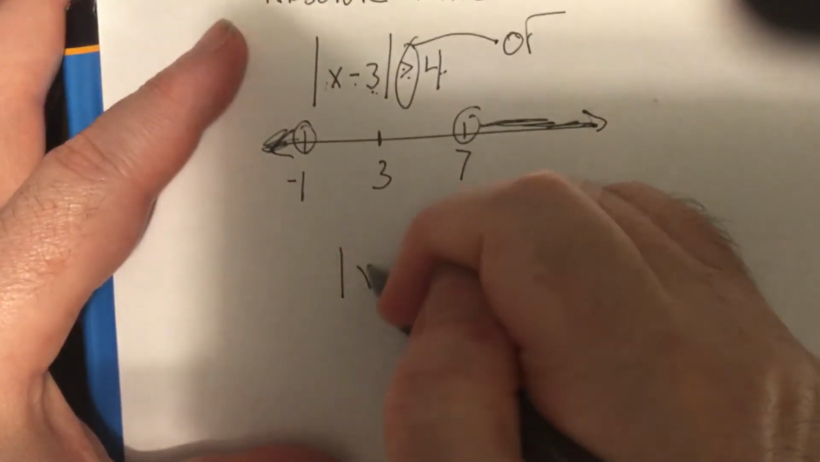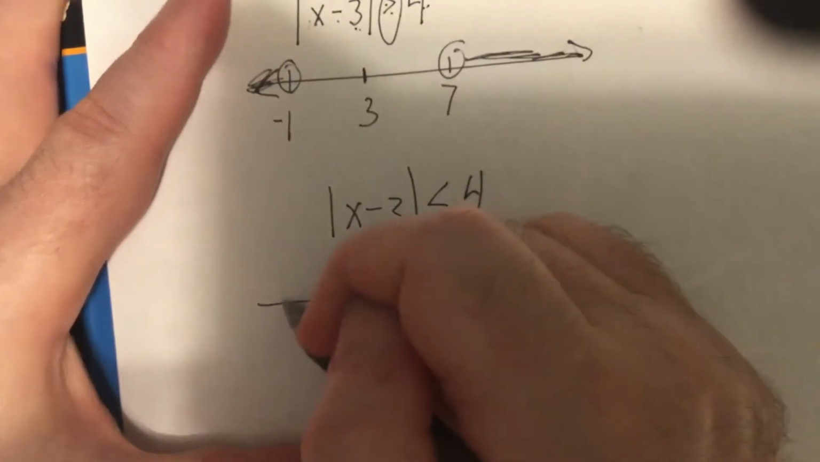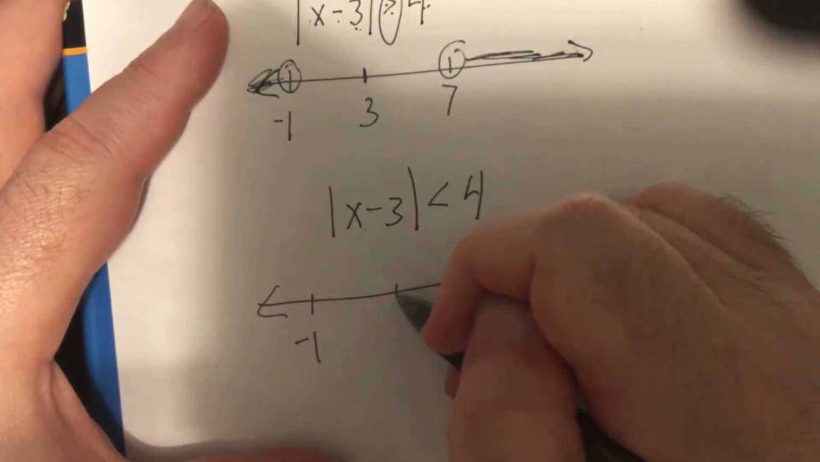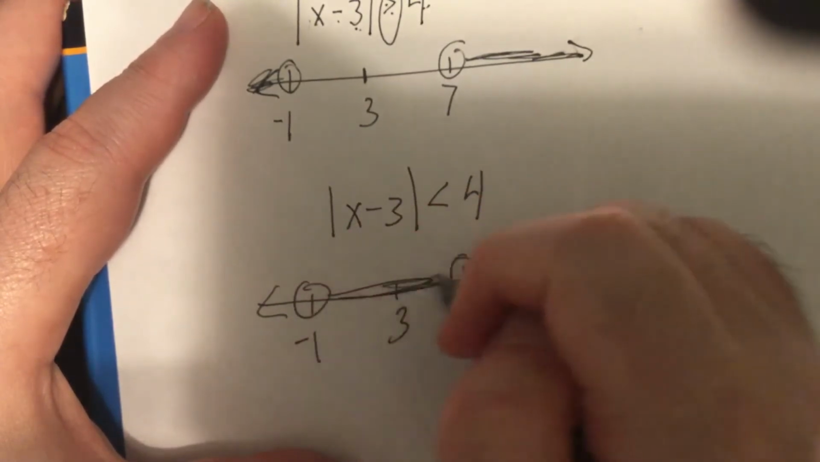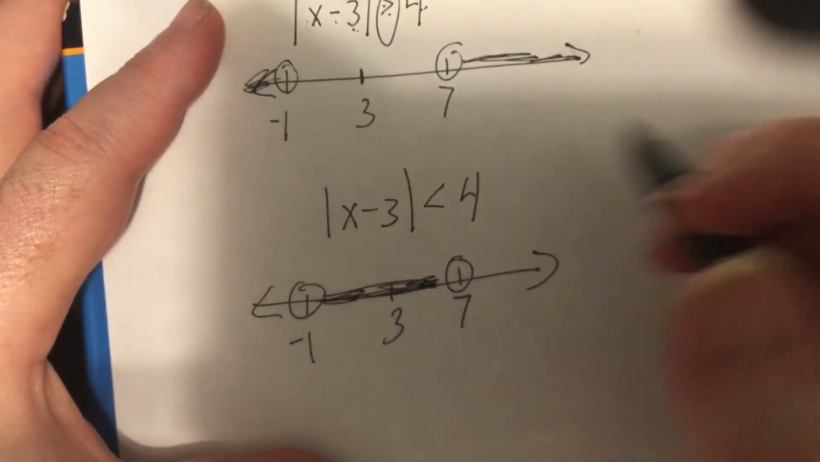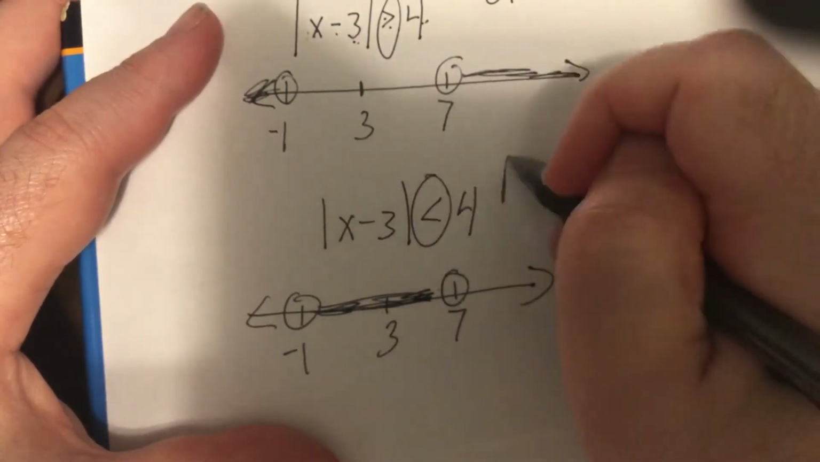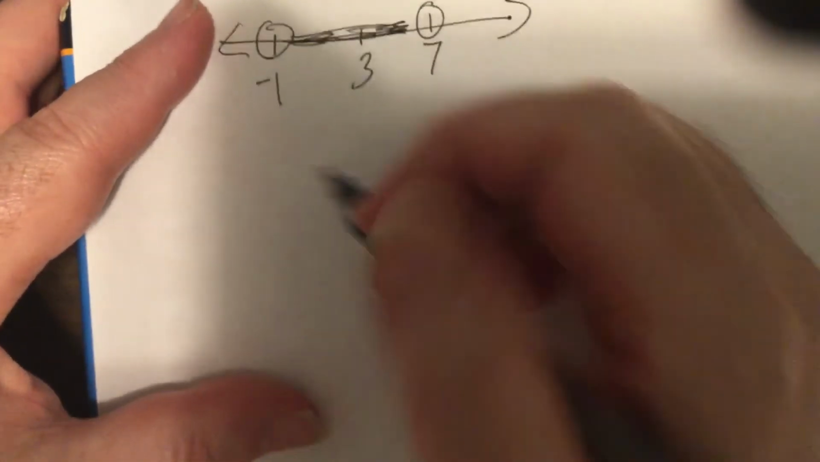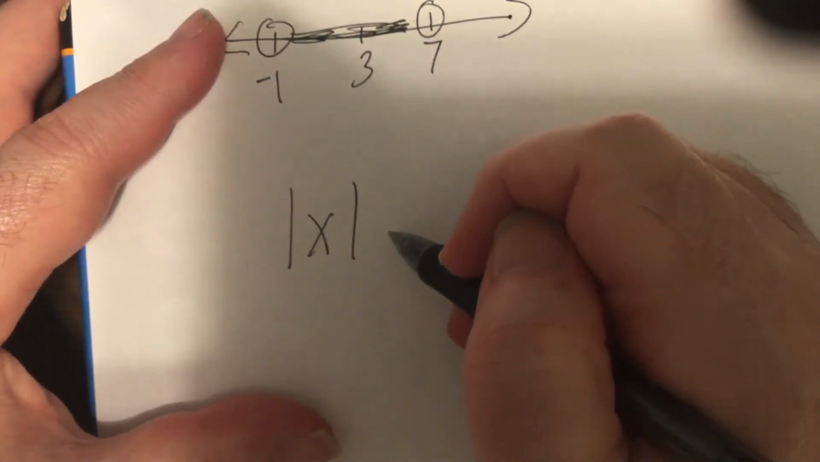So if I said x minus 3, absolute value is less than 4, less than means you're coming towards the middle. So you'd have this. And that is a typical and. Now remember that. Now we got to talk about the definition of absolute value.